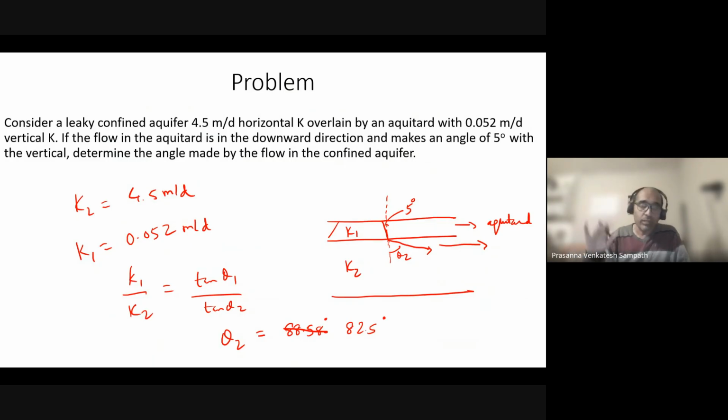The general rule is in an aquitard, the flow direction will be vertical. In an aquifer, the flow direction will be horizontal. This is a general rule that you can apply at any location anywhere in the world. If you see an aquifer, predominantly the flow will be parallel to the layering, going in a horizontal direction, right? And in an aquitard, predominantly the flow will be vertical. So that's the general rule of thumb that you can follow. Okay, any questions before we move on?